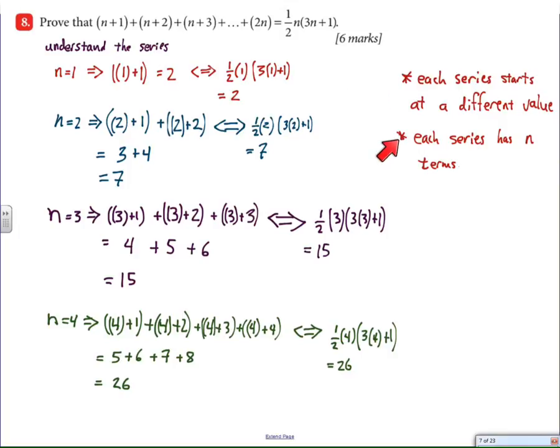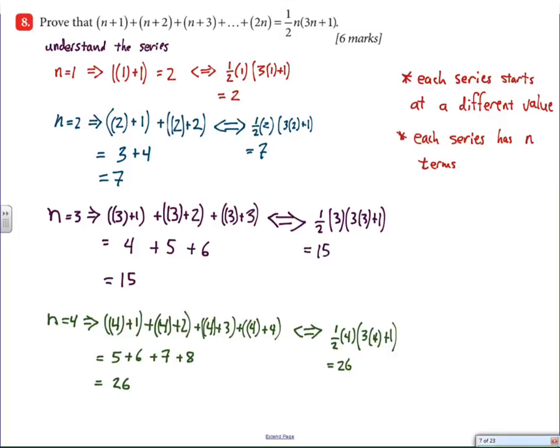And the second thing I noticed is that each series has n number of terms. n equals 3 had a 3-term series, and n equals 4 had a 4-term series. And another observation that I didn't write down was that when n equals 2, the last term was 4, and when n equals 3, we added 5 and 6. When n equals 3, the last term was 6. When n equals 4, we added 7 and 8. So my series is always going to have the last two numbers be 2 higher than the previous highest number. I know it's a mouthful, but you get what I'm saying, I hope.